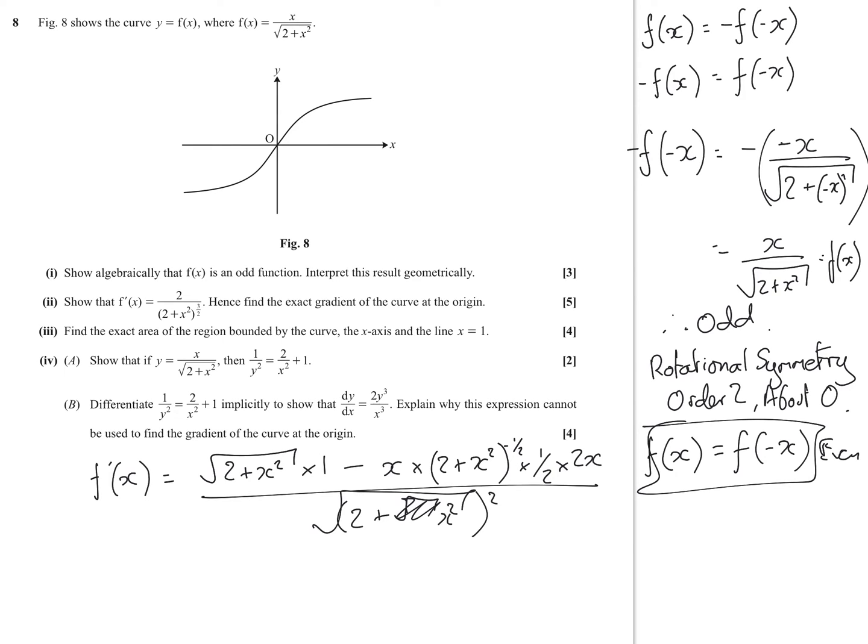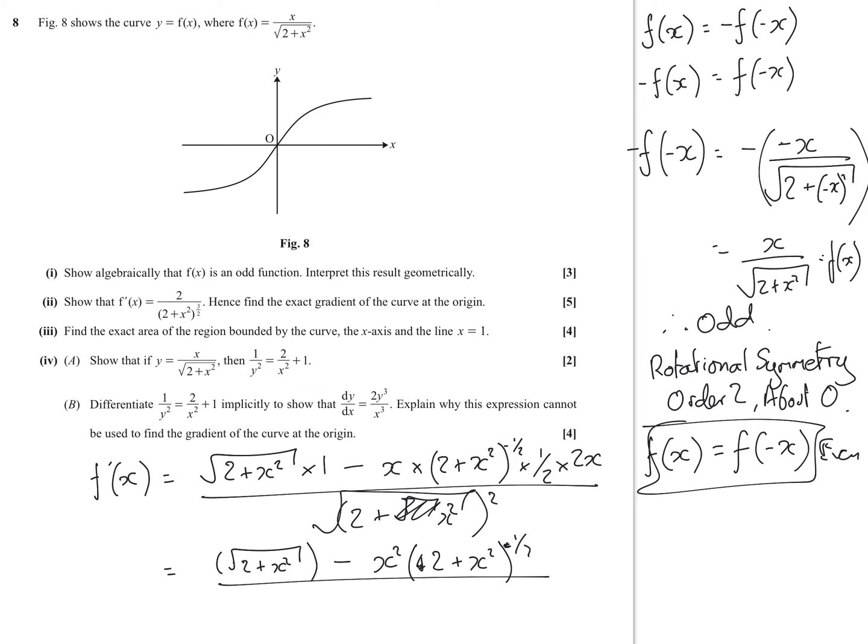Okay, so the bottom's fine. Everyone spotted that, goes nice. But then we've got to simplify what's on the top. So we've got root 2 plus x squared minus, let's simplify all of this, we've got x squared, 2 plus x squared to the minus a half.